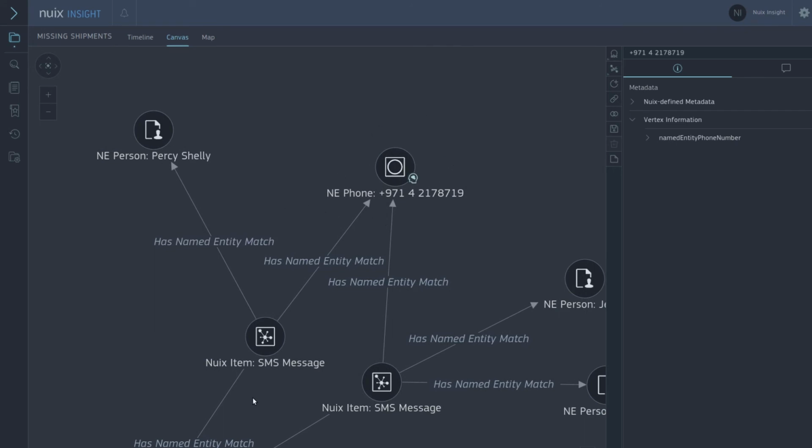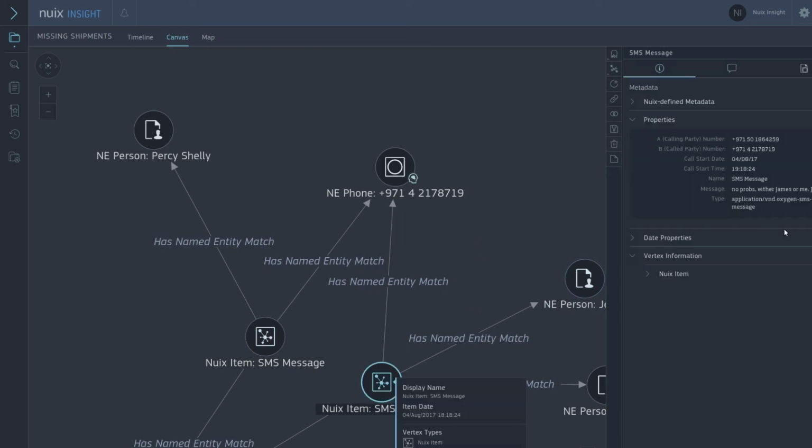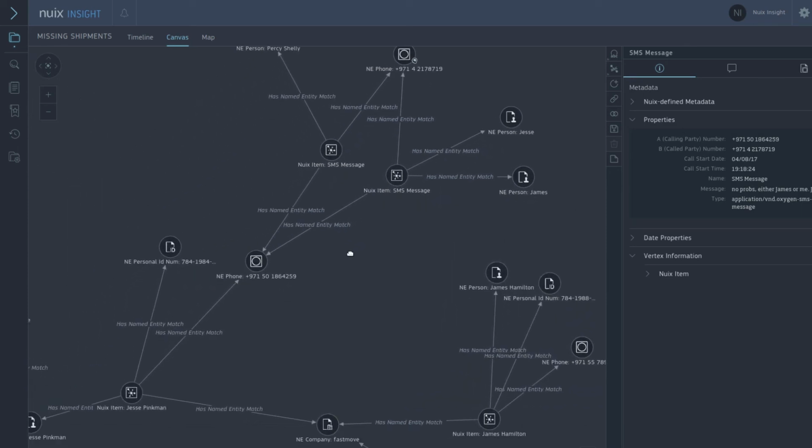We can see that this is associated with a person called Percy Shelley. If we check that message again, we can see that it's a text message from Percy Shelley saying it's been at the Ports Authority. Looks like it's in. I don't know what the it is. And then, are you getting this one? The other message is a response saying no probs, either James or me. So we can see the people entities that have come out of here: we have James, we have Jesse. Jesse is quite clearly the Jesse that we already know.